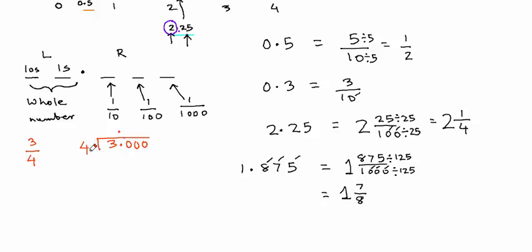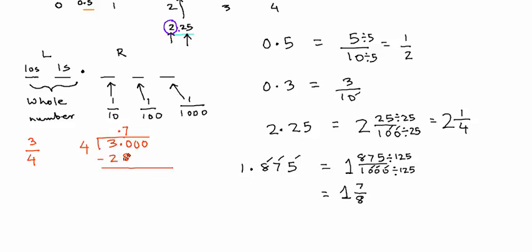4 times 7 is 28. Write down 28. Just go ahead with normal division, ignoring the decimal point, and then bring down a 0. 30 minus 28 is 2. Bring down the 0. We have 20, and then 4 times 5 is 20. Therefore, there is no remainder. No need to bring down another 0. We are done. The fraction 3/4 is equivalent to the decimal number 0.75.